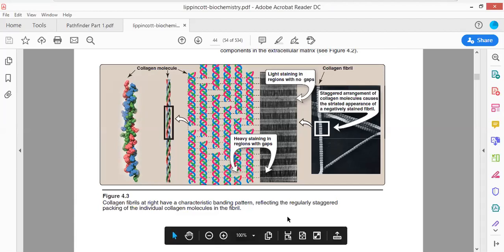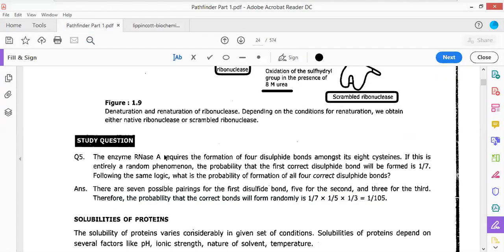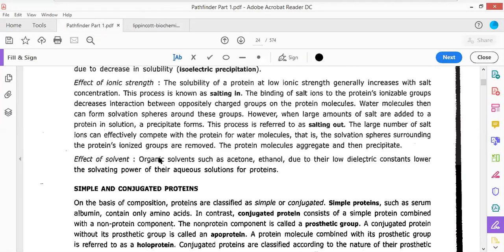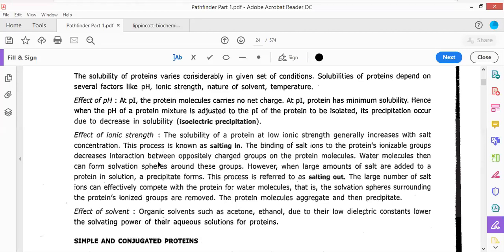Okay. Moving back to Pathfinder. Here we are. We will be talking about the solubility of protein. Now, how is the solubility of protein influenced? It is influenced by three different factors. One is referred to as pH, another is ionic strength, and the third is solvent.